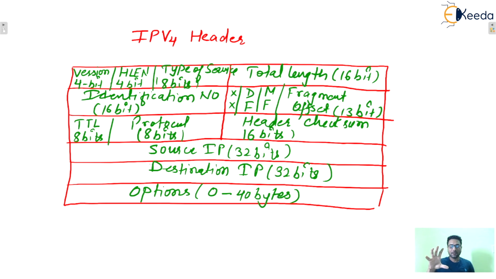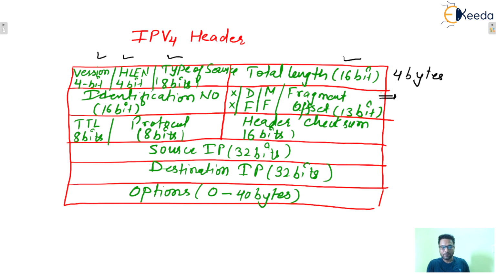So this way we will study each and every field. What is the responsibility of every field? We'll see one by one. So this is the format. So you can see, if we see the size of this one: 4 bits, 4, 8, 8 and 8, 16, 16 plus 16. So this is 32 bits. 32 bits means 4 bytes.